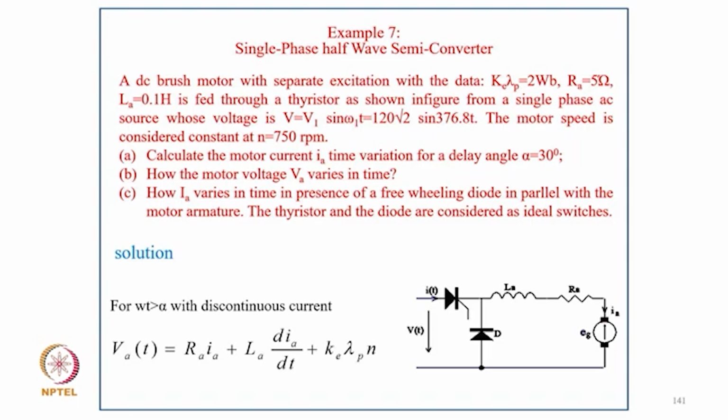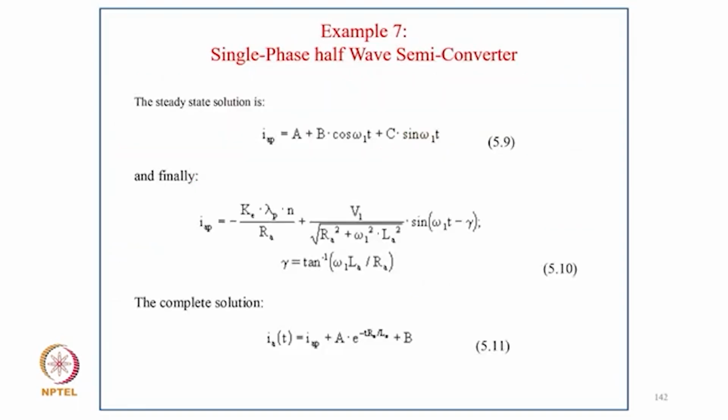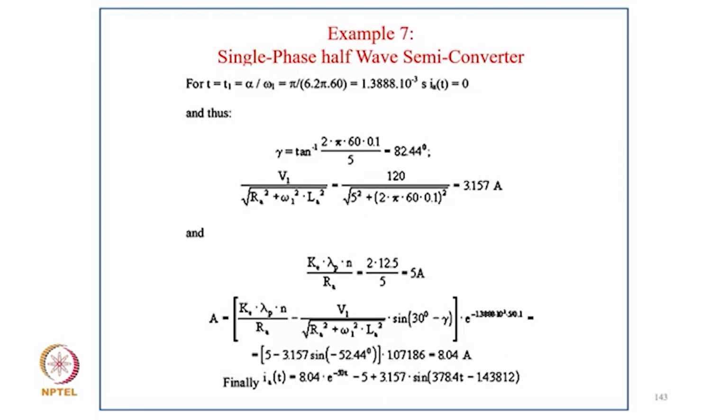So for omega t greater than alpha, the discontinuous current is VA equal to RA IA plus LA di by dt plus KE lambda P into N, and the steady state solution is IAP equal to A plus B cos omega 1 t plus C sin omega 1 t, and finally IAP equals minus Ke lambda P n upon RA plus B1 upon the root of RA square plus omega 1 square LA square into sin of omega 1 t minus gamma, where gamma is tan inverse omega 1 LA divided by RA. The complete solution is I at t equal to IAP plus A into e to the power minus t RA upon LA plus beta, and for t equal to t1, alpha upon pi, putting the value 1.38 into 10 power minus 3, I equal to 0.